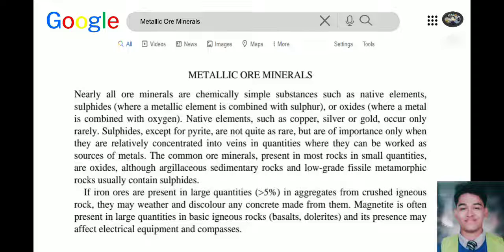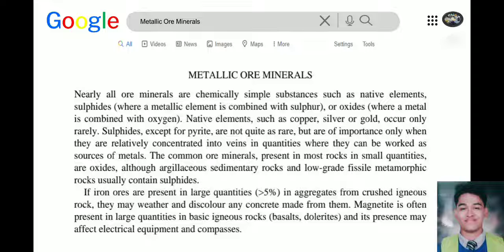If iron ores are present in large quantities or greater than 5% in aggregates from crushed igneous rocks, they may weather and discolor any concrete made from them. Magnetite is often present in large quantities in basic igneous rocks like basalts or dolerites, and its presence may affect electrical equipment and compasses.